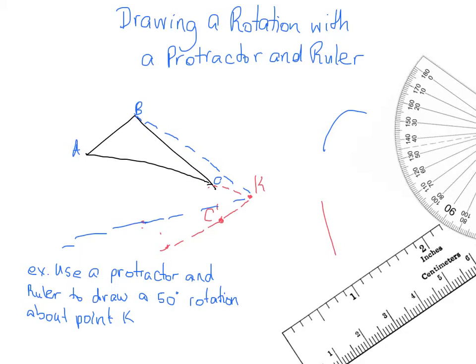But at the end of it all, you should get an image that has appeared to rotate, just like the little game we were playing. So it would look like that. All right, so the next video I will show you how to do a rotation in the coordinate plane, which will be a little bit easier for me to demonstrate because I don't have to use a protractor and ruler. That's it for now.